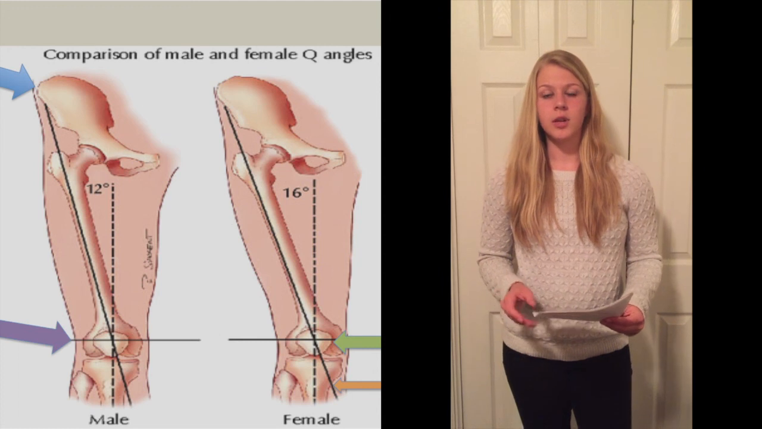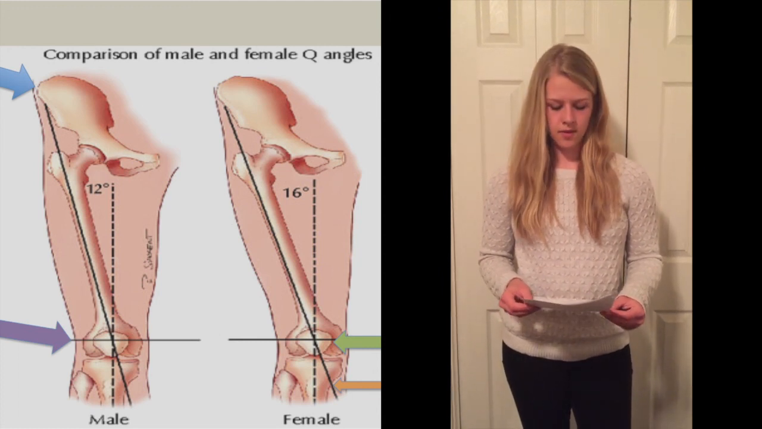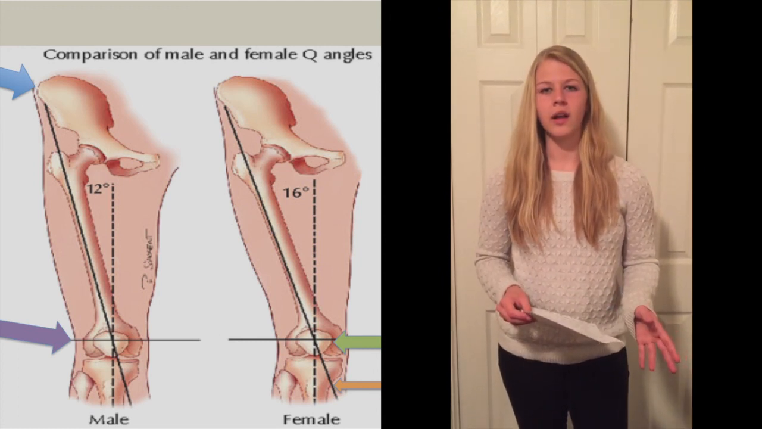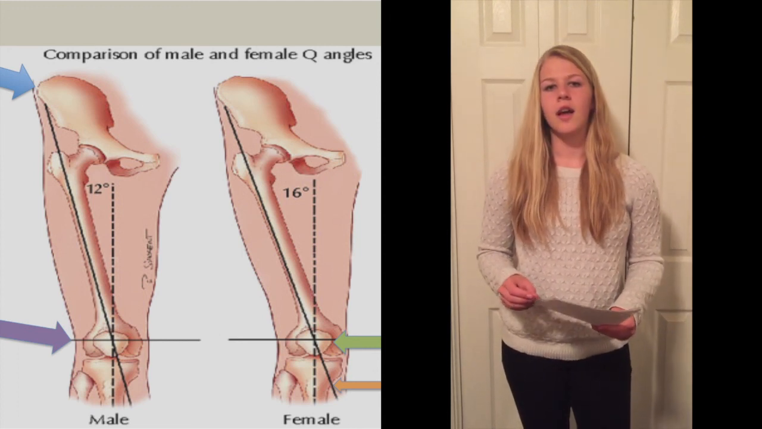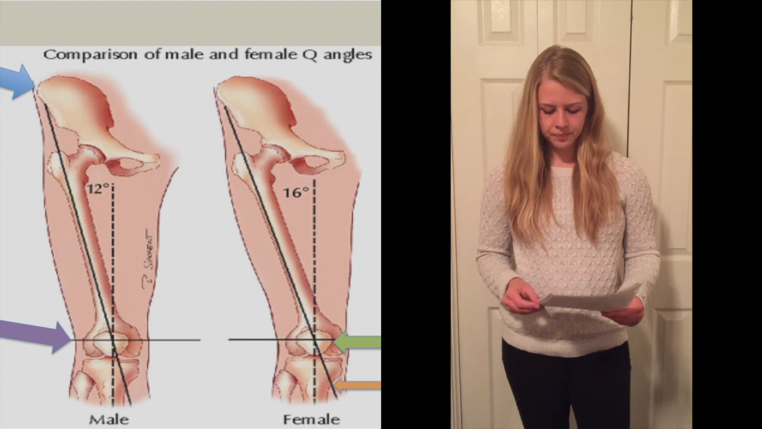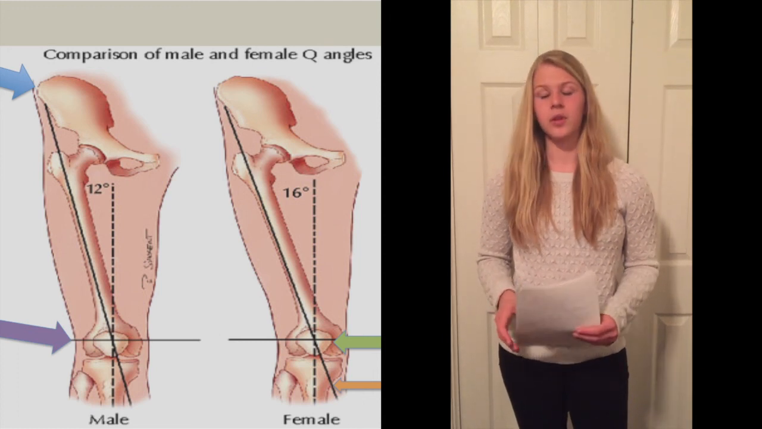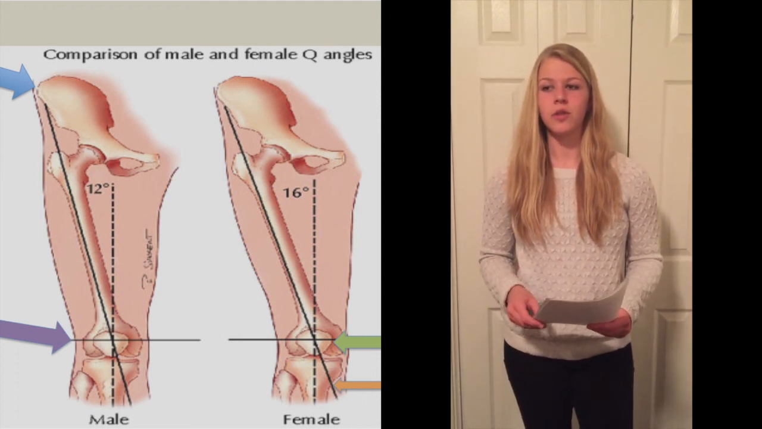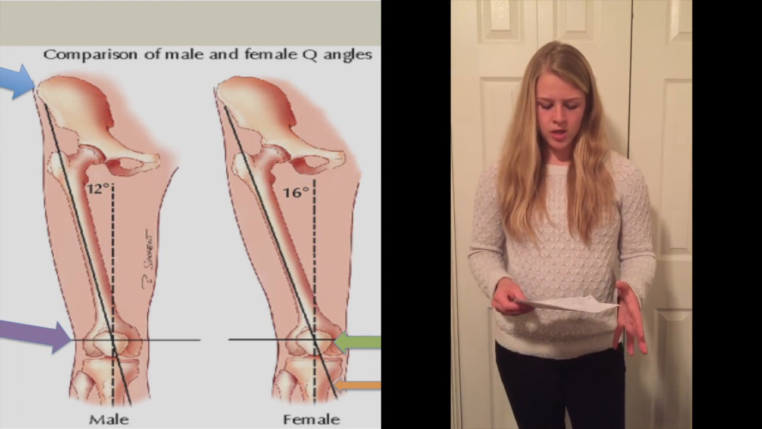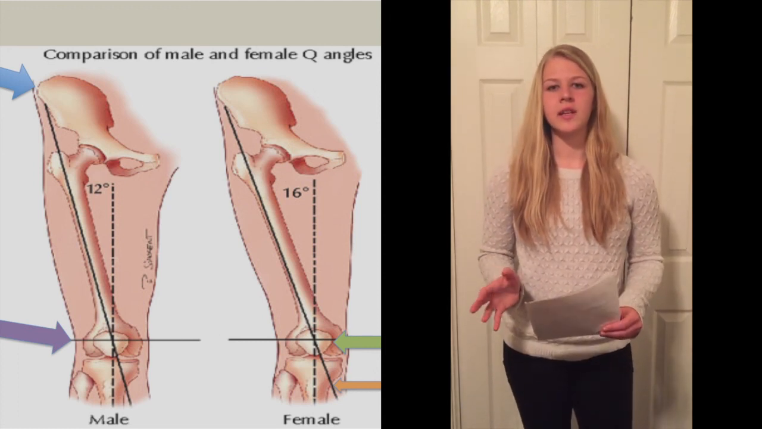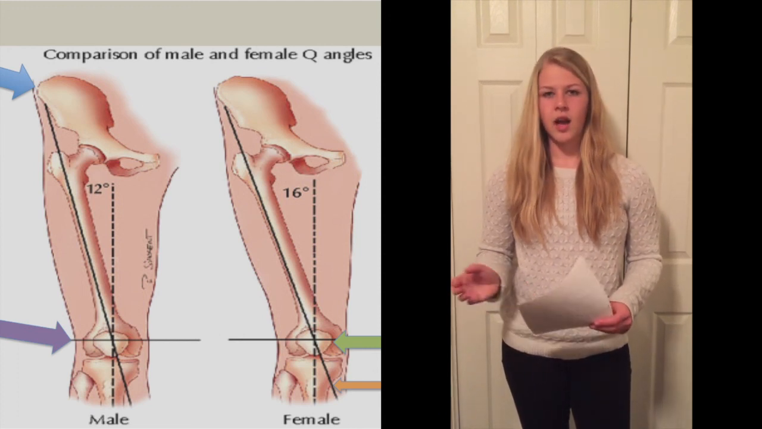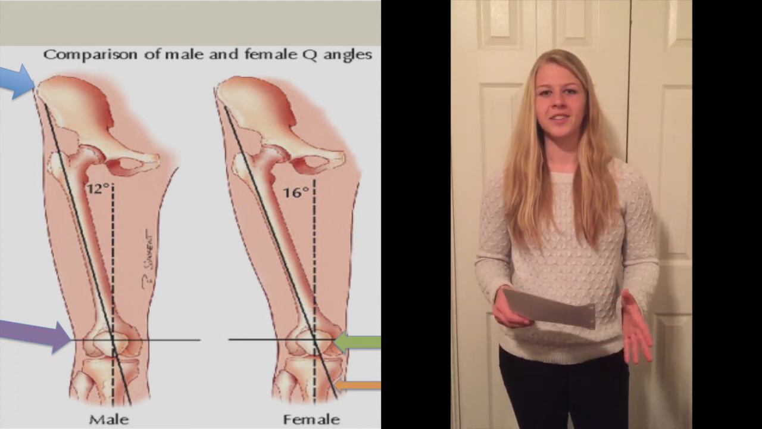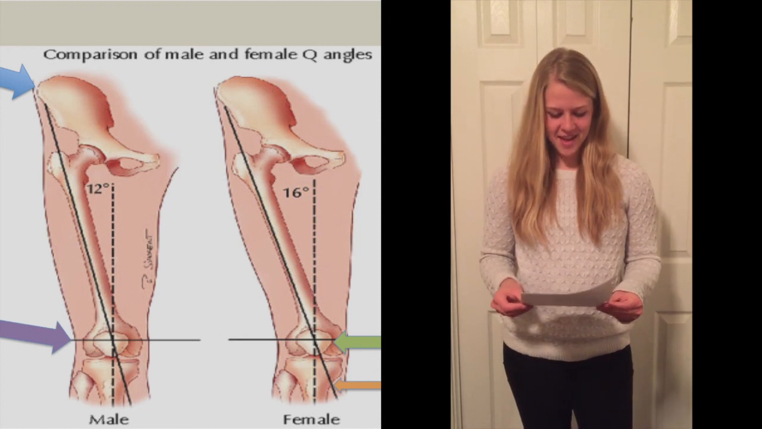Now the second measurement we take is indicated with a dotted black line, and it starts at the tibial tuberosity, and it's shown with the orange arrow, and it runs through the middle of the patella, and it is shown with the green arrow. So in this picture we can see that women tend to have wider Q angles than men. And how does this pertain to ACL tears?